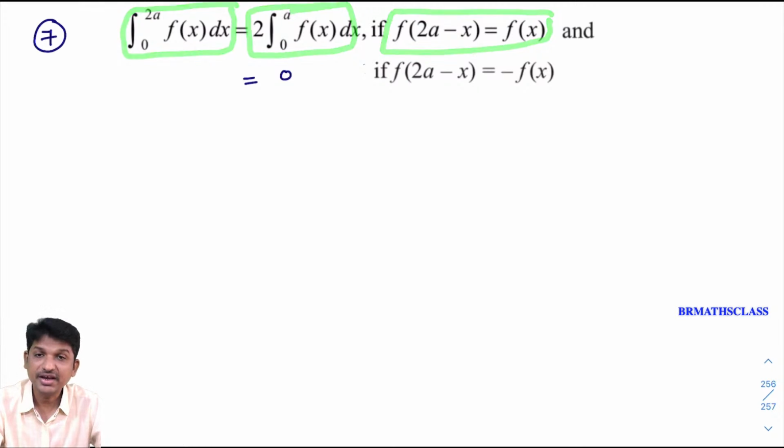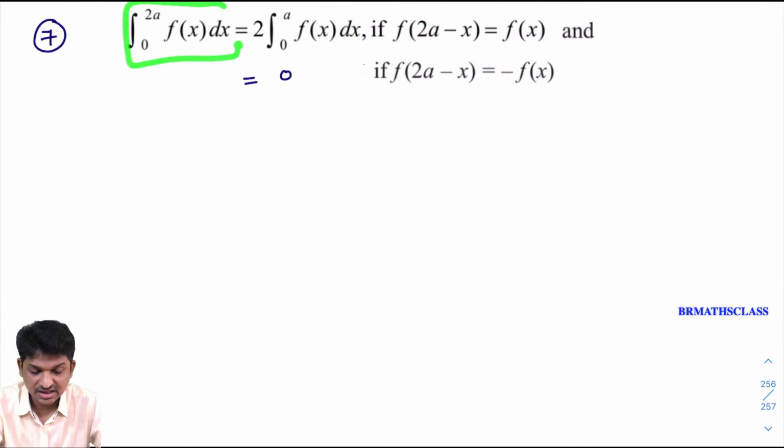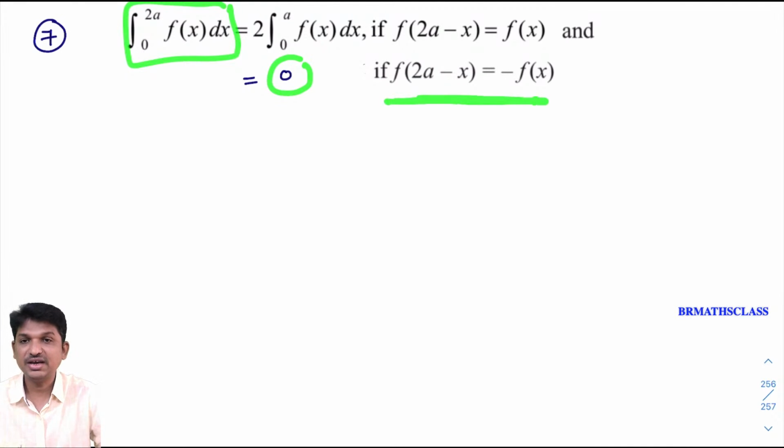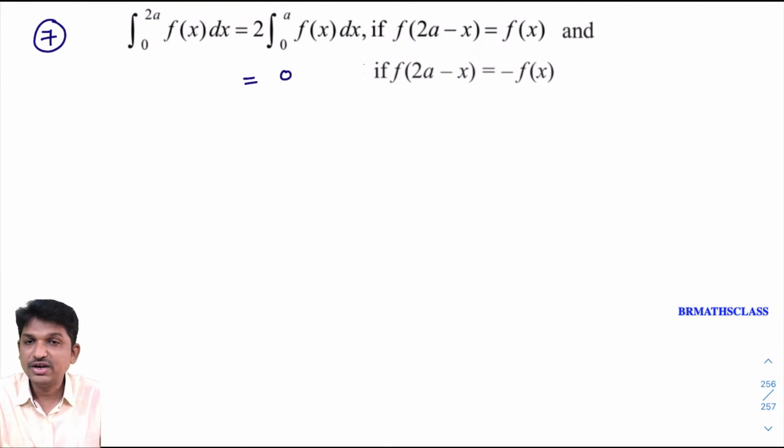Okay. So the second property is that the integral of 0 to 2a f of x dx is 0, when f of 2a minus x is minus f of x, right? So this is the property I am going to derive now.